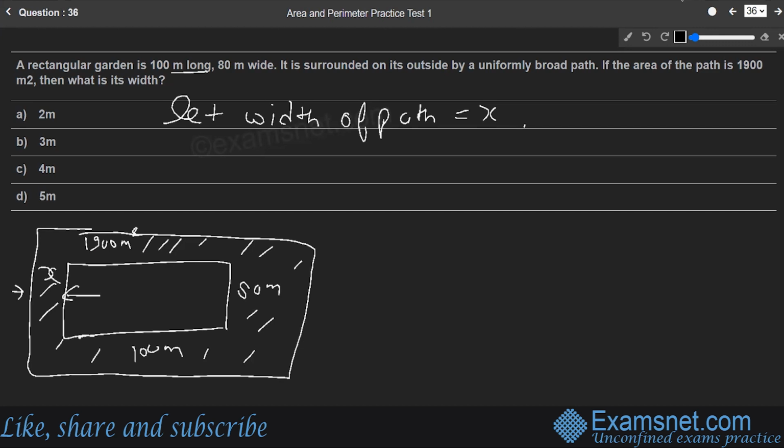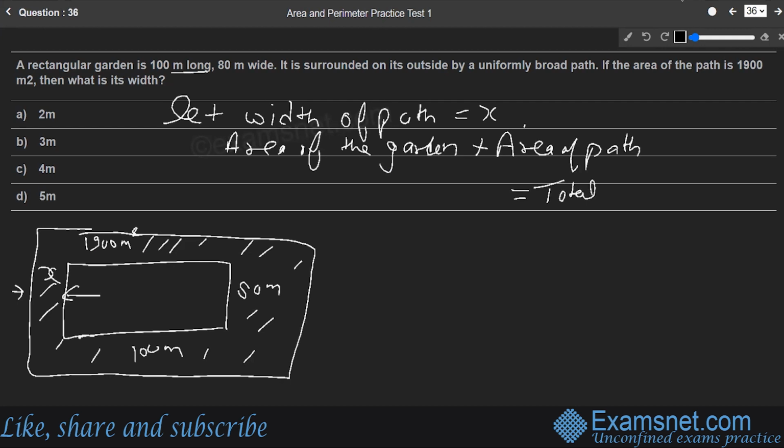Now what we can see is the area of the garden plus the area of the path. The area of the garden plus the area of the path is actually equal to the total area including the path. So this is how we can relate things. So let us do it.